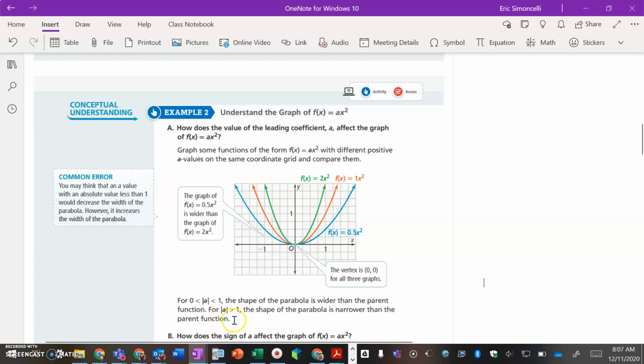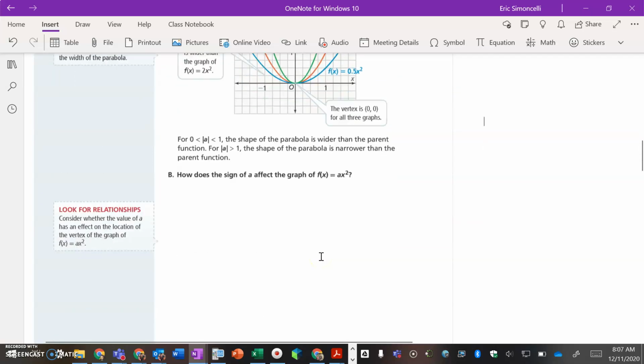For the absolute value of a greater than 1, the shape of the parabola is narrower than the parent. So as we described earlier, the green function is narrower than the red. Again, a vertical stretch is taking shape here. Again, the a value is greater than 1.